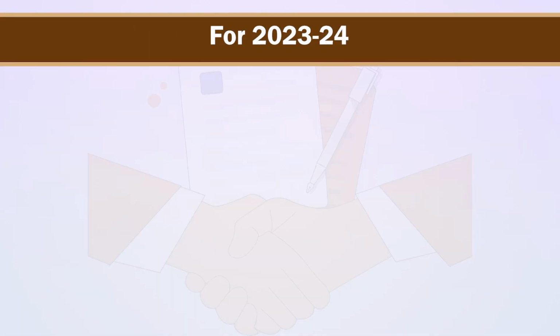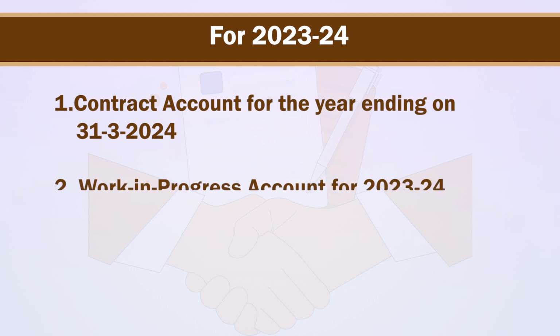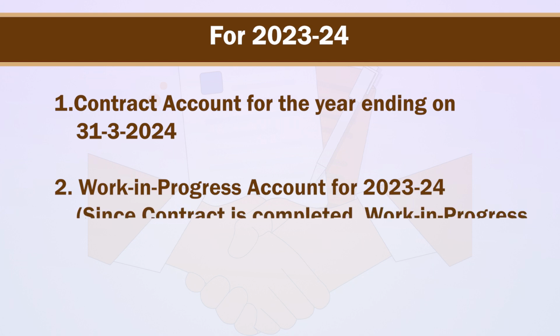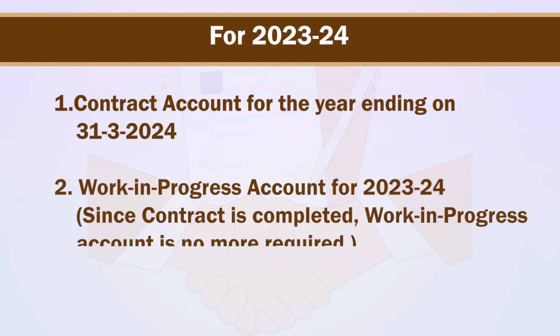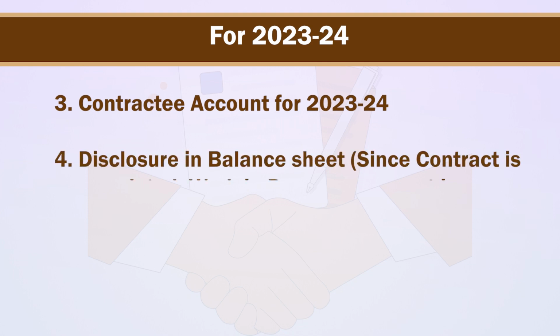For the year 23-24, prepare contract account for the year ending on 31st March 24. Second, work in progress account for 23-24. Since the contract is completed, work in progress account is no more required. Third, contractee account for 23-24. And fourth, disclosure in balance sheet.